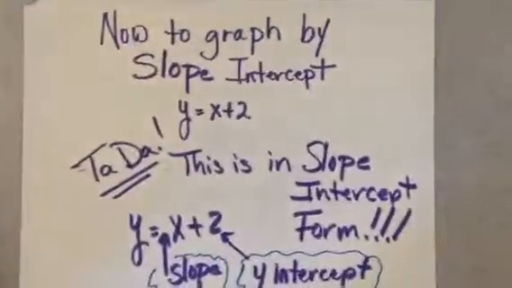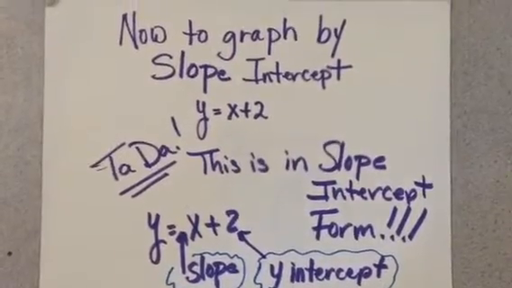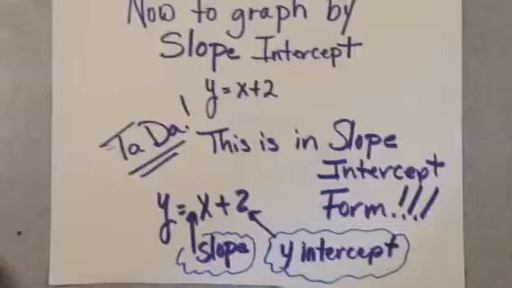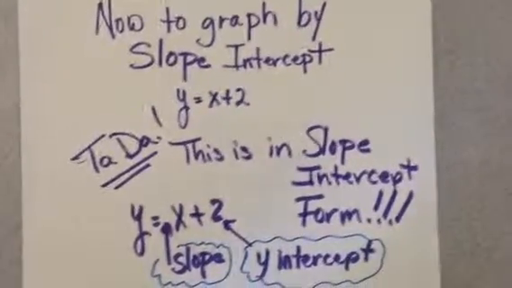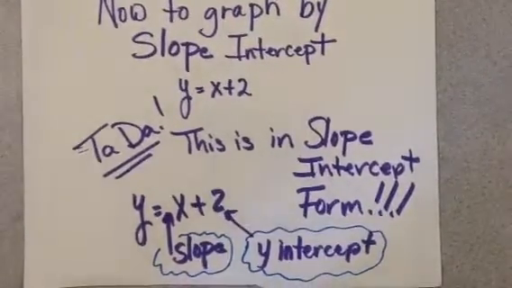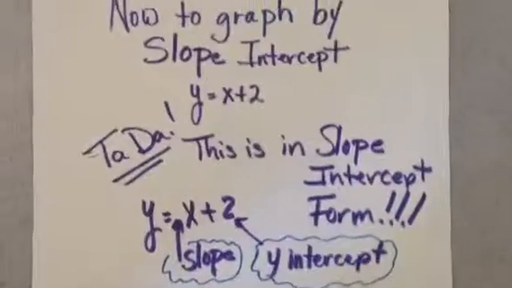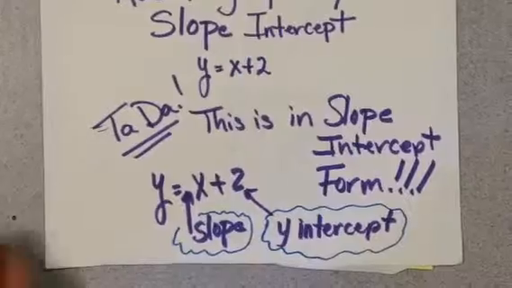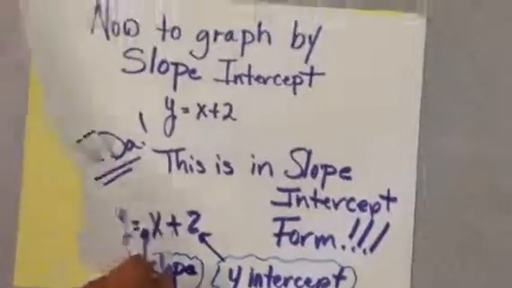Now to graph by slope-intercept. y equals x plus 2. Ta-da! This is in slope-intercept form: y equals slope times x plus 2, the y-intercept.